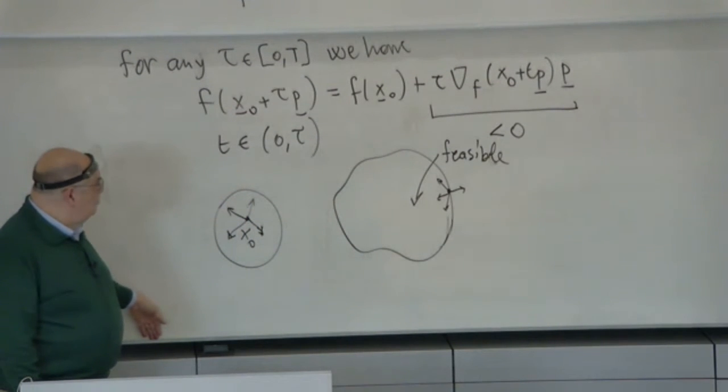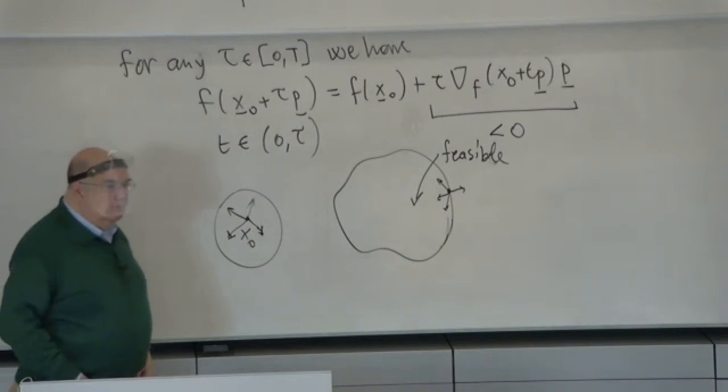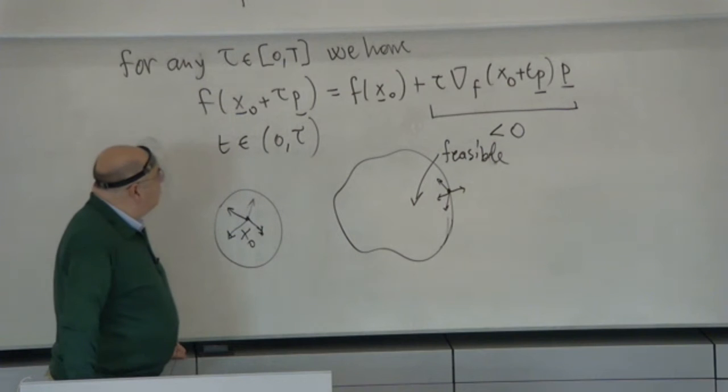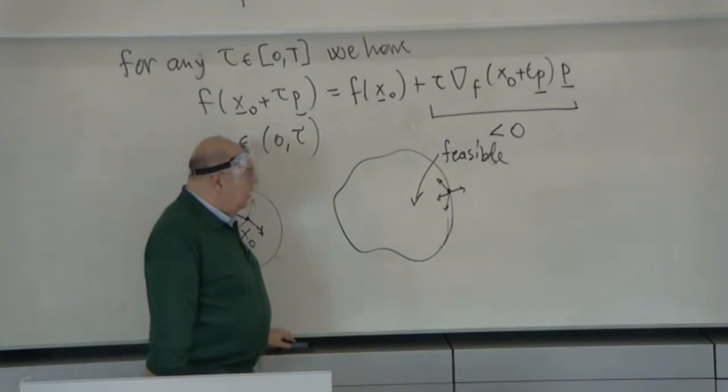Sorry, if we know that the gradient times p is less than 0, don't we need to say that tau is greater than? Oh yeah, sorry, I don't see. Okay.